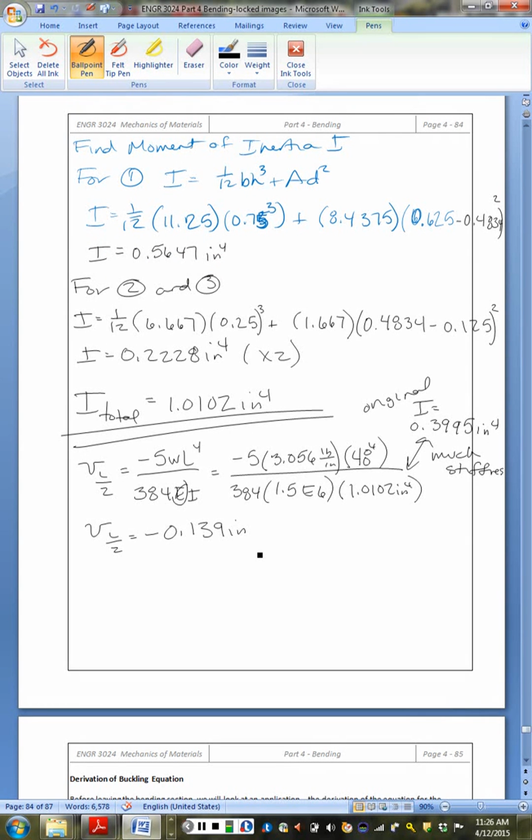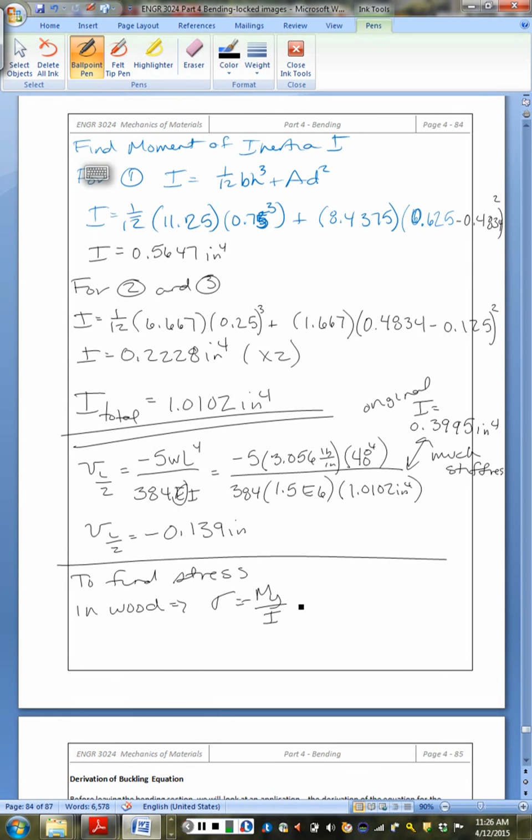Now, how to consider finding the stresses in the actual wooden shelf. It is, as it ever was, minus My over I. If we want to look at the stresses in the aluminum section, you need to consider the ratio of the moduli that we used to make the geometric transformation.